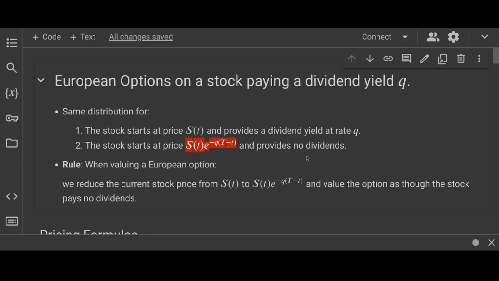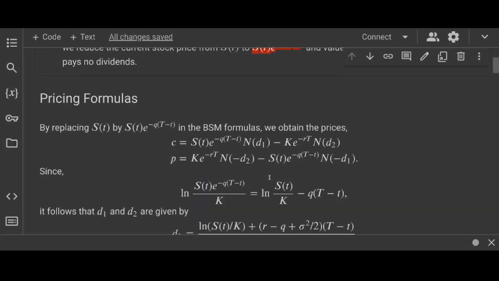So as a rule, the valuing of European option can be modified in this way. We just replace S(t) by the quantity S_T times e to the power of minus Q times (T minus t), and value the option as though the stock price has no dividend. So in the original Black-Scholes formula, we will replace S(t) by S_T times this quantity. That is the modification. Hence, the pricing formula for the Black-Scholes equation will follow.